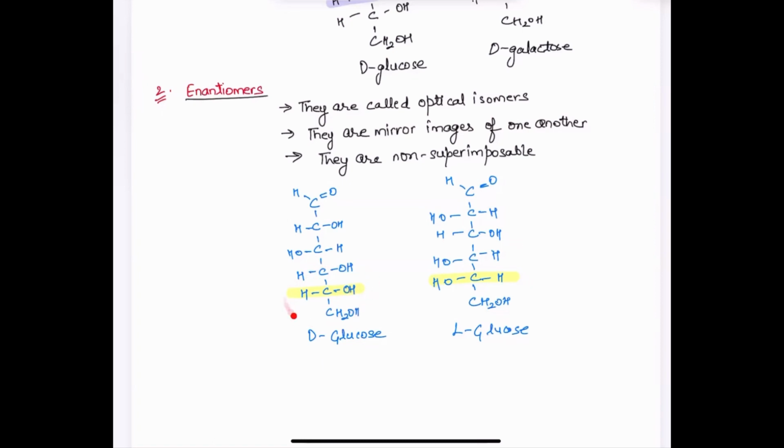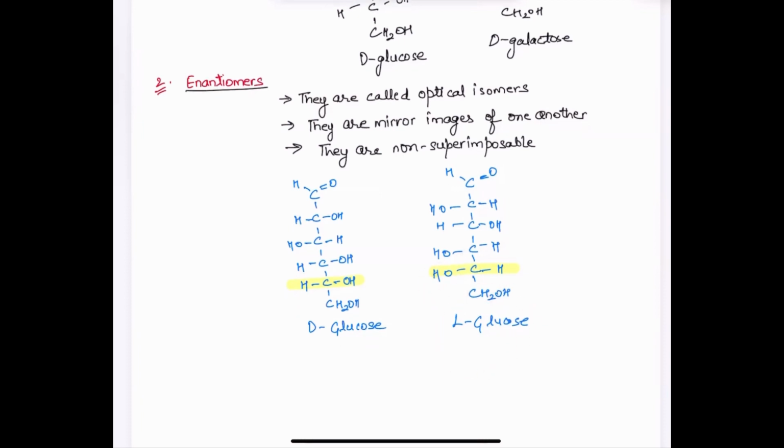The reference carbon is showing OH on the right-hand side. That's why it's D-glucose. Whereas in this case, the reference carbon is showing OH on the left-hand side. That's why it is L-glucose.